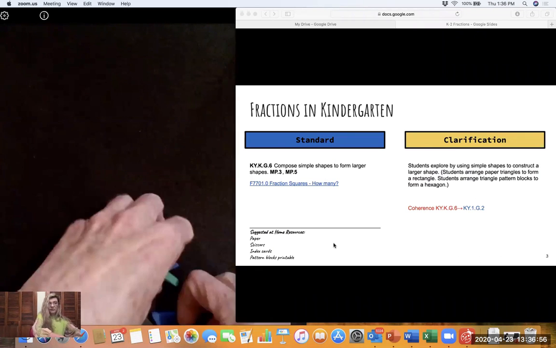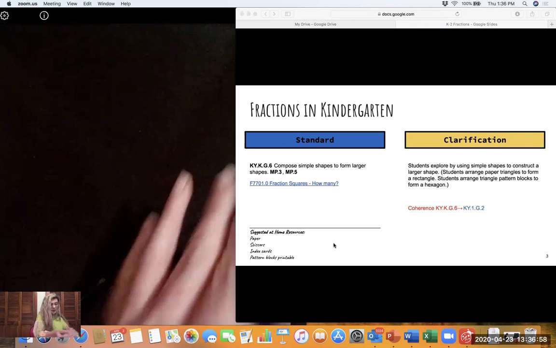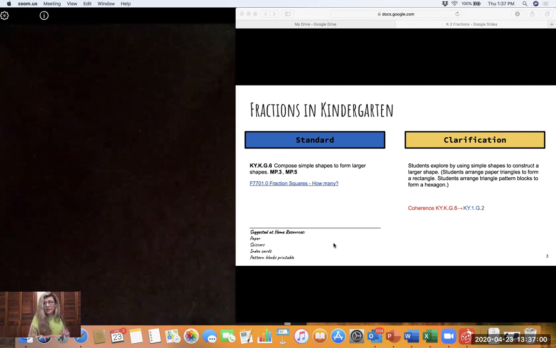And of course, if you're working with students that may not be in kindergarten, but they may be working at a kindergarten level with this concept, there's nothing wrong with using these tools with their kids. We meet them where they're at, right?